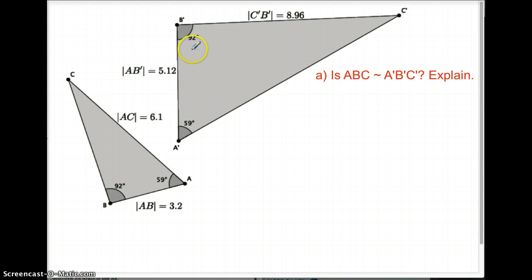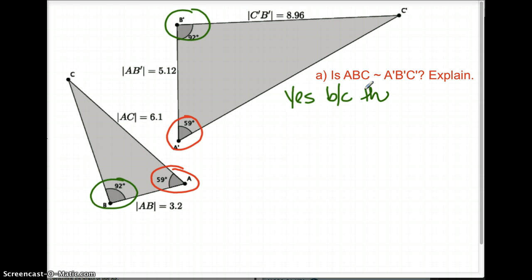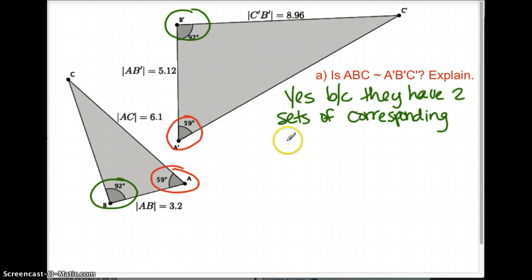What we talked about yesterday is, if they have 2 sets of corresponding angles that are equal, then they'll be similar. So we have A that's 59 degrees. A prime is 59 degrees, so those match up. I have B that's 92 and B prime that's 92. So since both of those sets are equal, then yes, they are similar, because they have 2 sets of corresponding angles that are congruent.